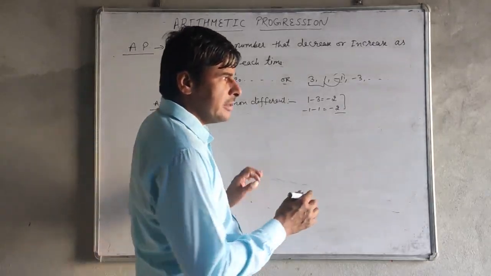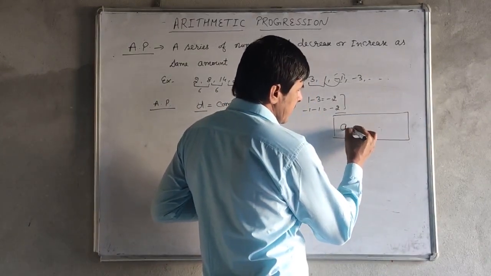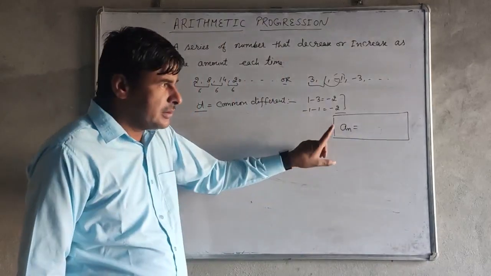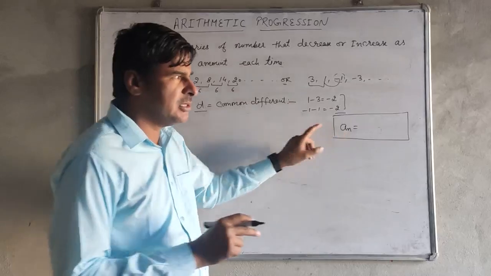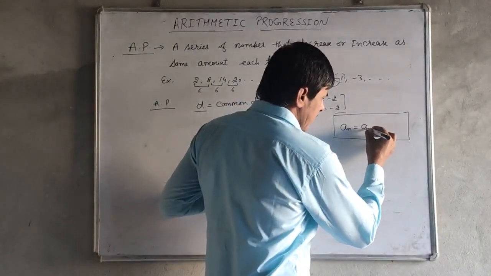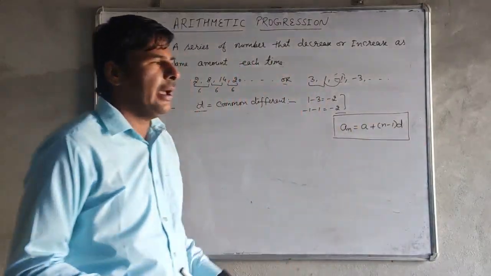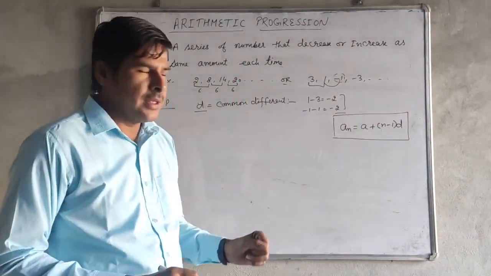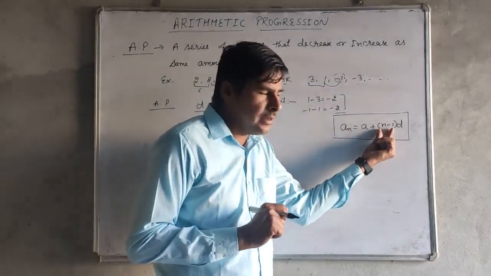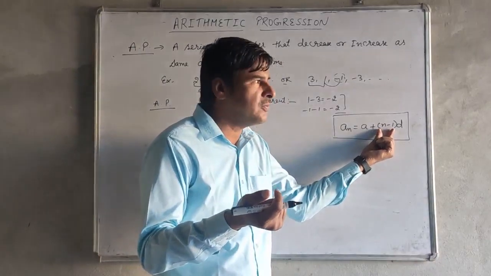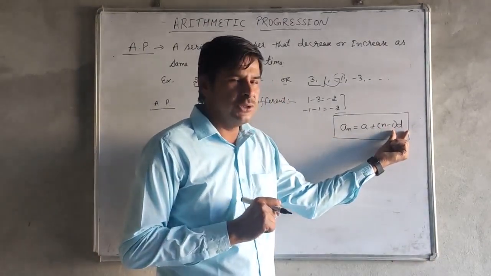Now, the most important term of the AP is the last term, that is called AN. This is the last term as well as the nth term of the AP. This is very important. The formula of the nth term is A plus n minus 1 times D. A is the first term of the AP, n is the number of the term we want to find, and D is the common difference between the two numbers.